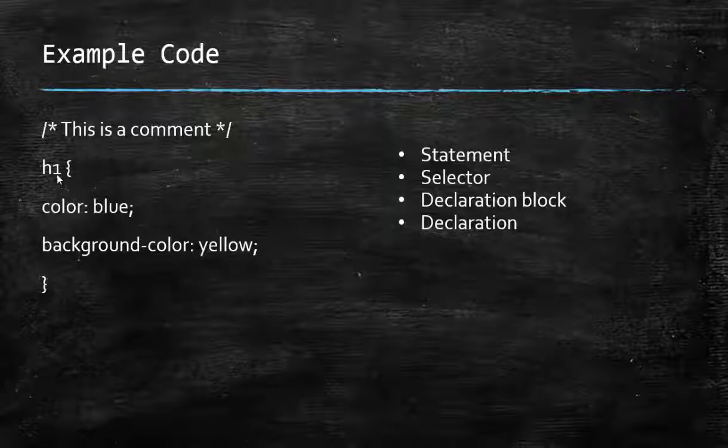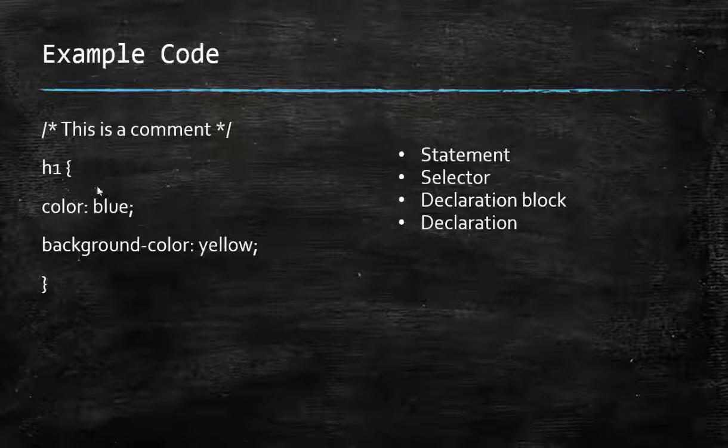And what this means is that any H1 header on the page is going to be formatted according to what's found inside the declaration block. And the declaration block is anything inside the opening curly brackets and closing curly brackets. So in this particular case, a web page that uses this CSS, all the H1 headers are going to be blue with a background of yellow.